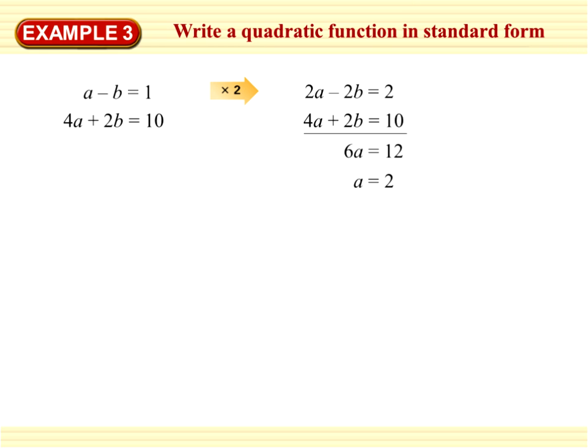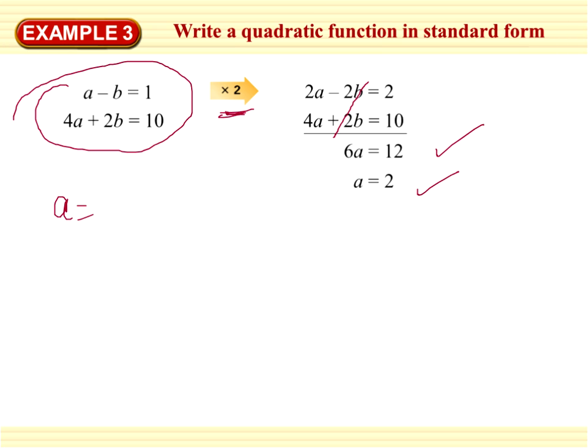So here's our first equation and our second equation right here. And we're going to be able to eliminate as long as we can multiply our first one by 2. And when we do, we're going to get rid of the b's. So we get 12, and a is equal to 2. So let's think about what we have now. We have a is equal to 2, and we have c is equal to -4.